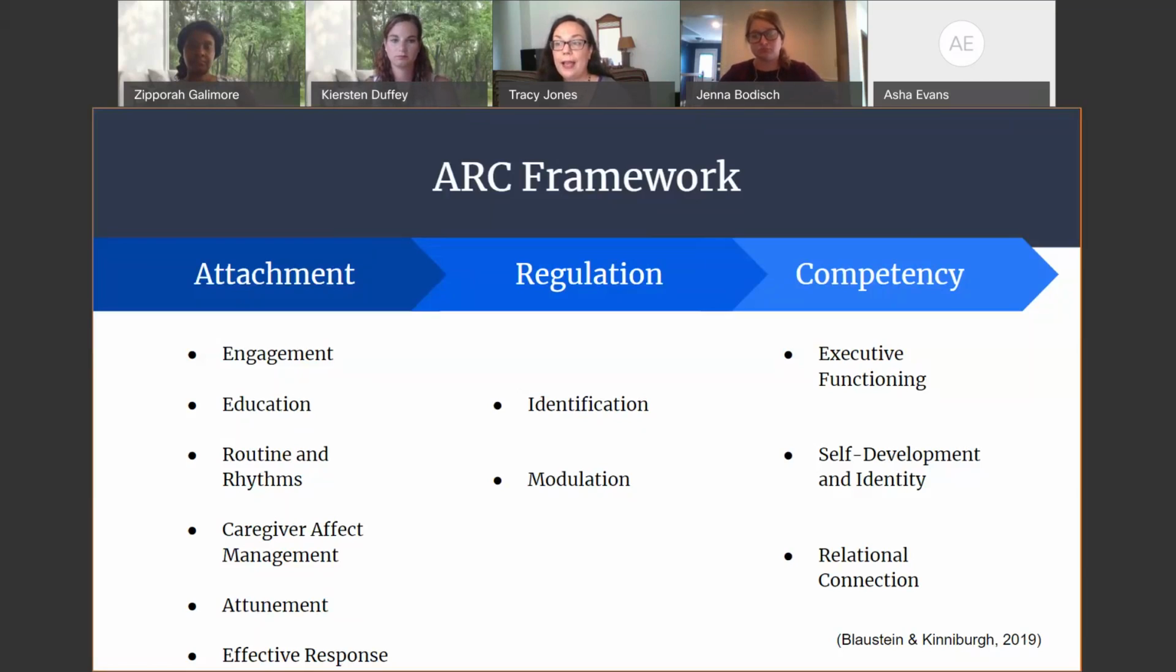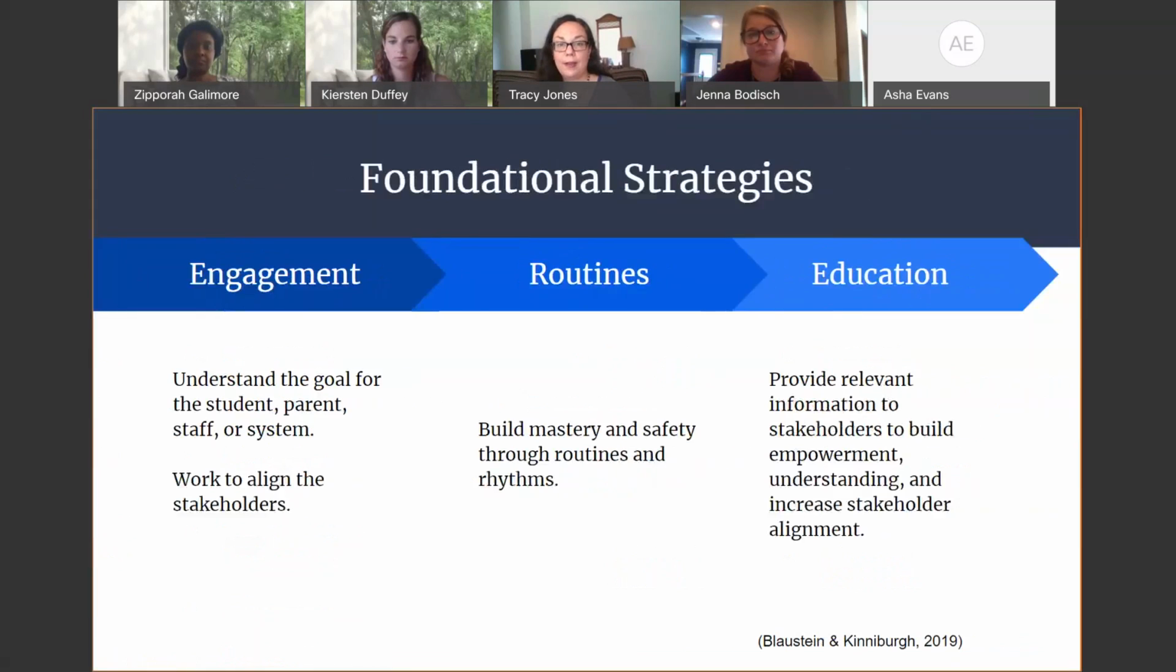The framework echoes a lot of Bruce Perry's work. Both are evidence-based and focus on what children and adolescents need to develop optimally. The foundational strategies we're looking at are engagement, routines, and education. You notice this pattern here. So these are the key strategies.